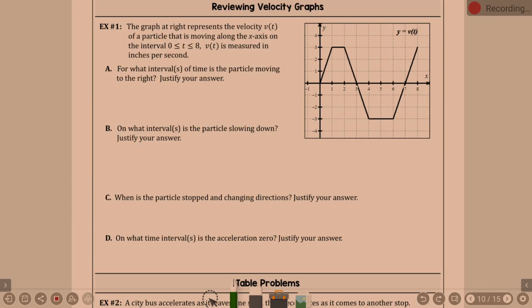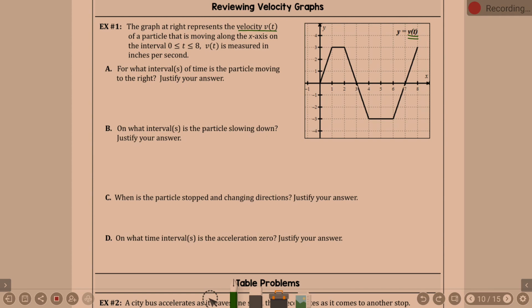Okay, number 1. The graph at the right represents what? Velocity. Always make note of that in your brain, on the paper, something. What kind of graph is it? Because that makes a big difference, right? The graph at the right represents velocity of a particle that is moving along the x-axis on the interval from 0 to 8. Notice my graph goes from 0 to 8 on the x-axis, and v of t is measured in inches per second. Okay. So A, for what interval or intervals of time is the particle moving to the right? And justify your answer.